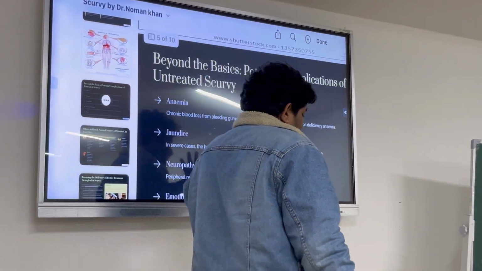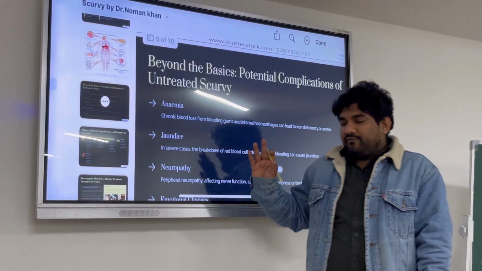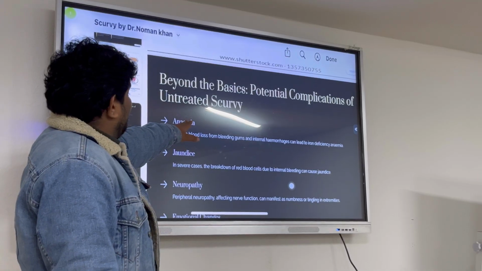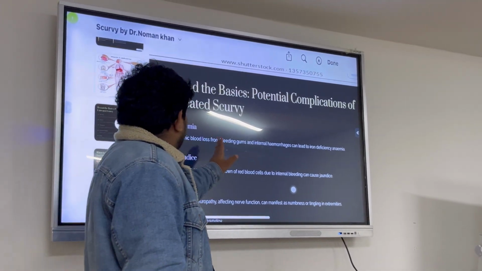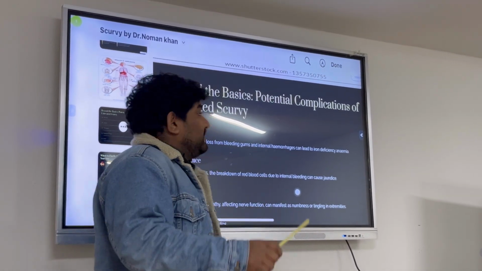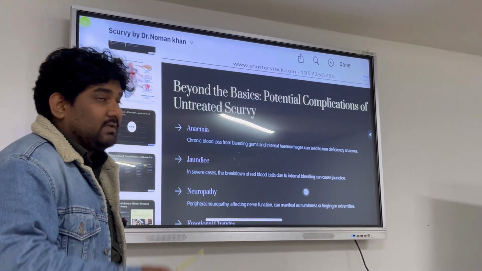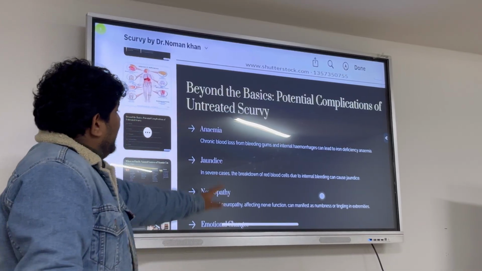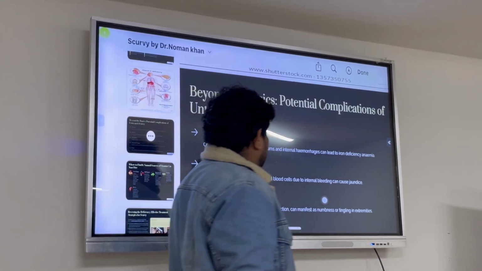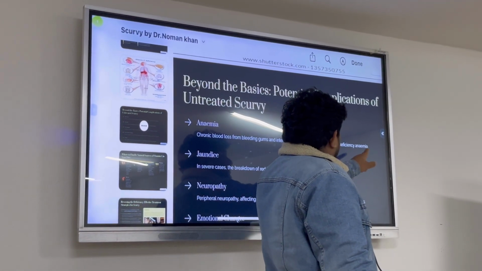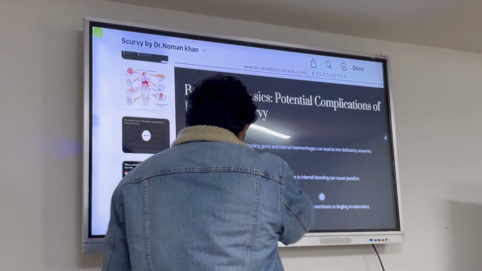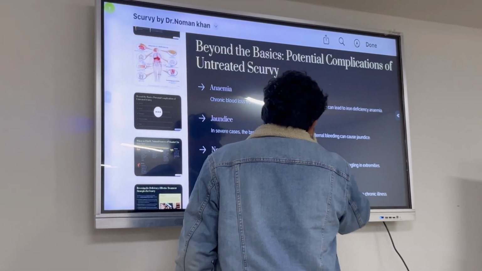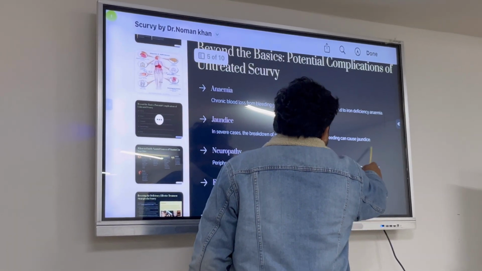If there is a severe deficiency of vitamin C, it might lead to anemia, from chronic blood loss from the bleeding gums. As I told you in the previous slide, there is bleeding of the gums, and if you bleed more from the gums, the loss of RBCs can lead to iron deficiency and anemia. Now jaundice: in severe cases, the breakdown of red blood cells due to internal bleeding can cause jaundice.